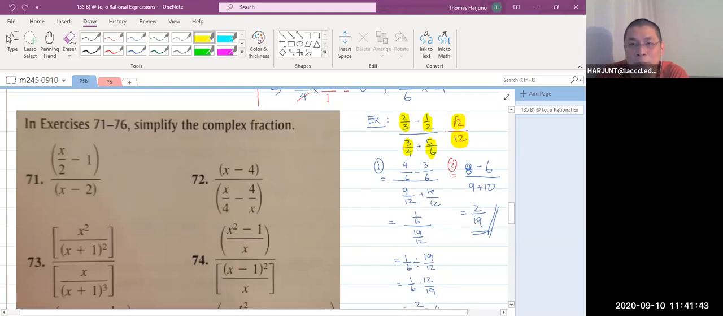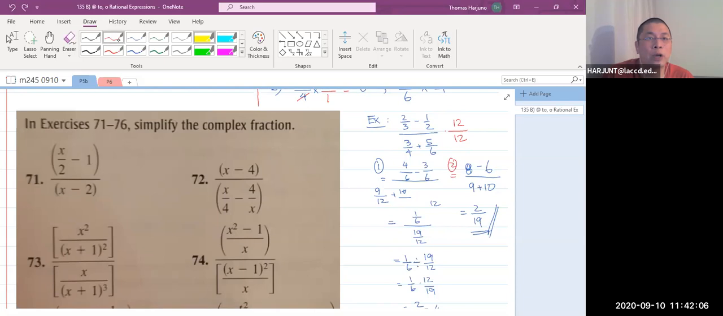So because I multiply by 12 over 12, then I basically multiply by 1. I don't change the value, but I change the structure. Okay? That's a lot faster. Now, we will use this idea here.